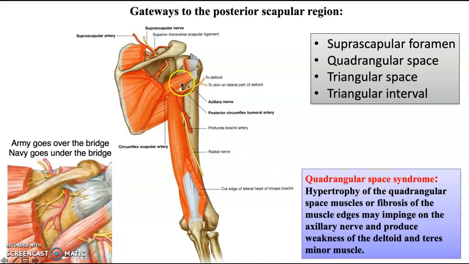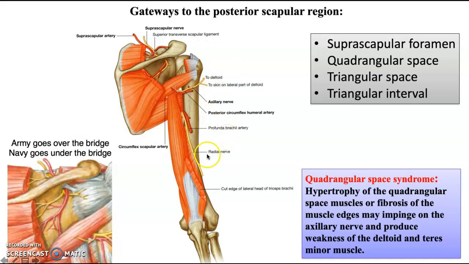You see, because this area is bounded by muscles on 3 sides, the hypertrophy of any of those muscles or fibrosis of those muscles can impinge on the axillary nerve, and if that happens, that will cause weakness of the muscles innervated by the axillary nerve. The muscles again are the deltoid and teres minor.